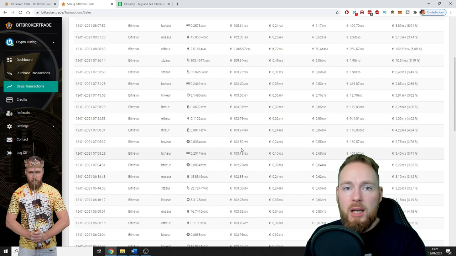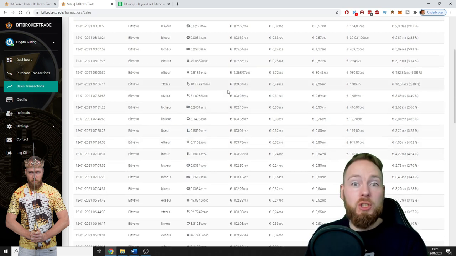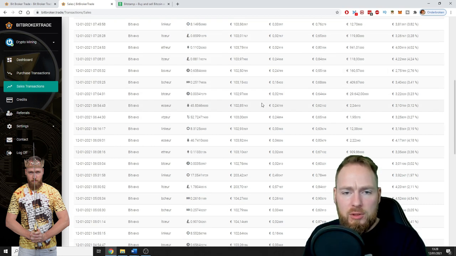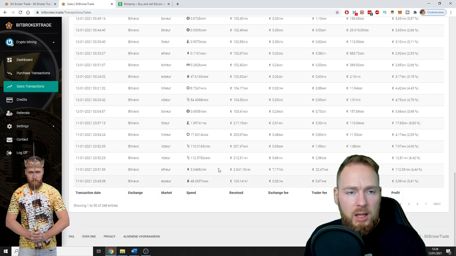So I sold Bitcoins, and suddenly I saw transactions like 7,000 euros, 8,000 euros, and I logged in and I was shocked. I was like, whoa. But I have full faith in the trader. So as you can see here, 2,300 euros.